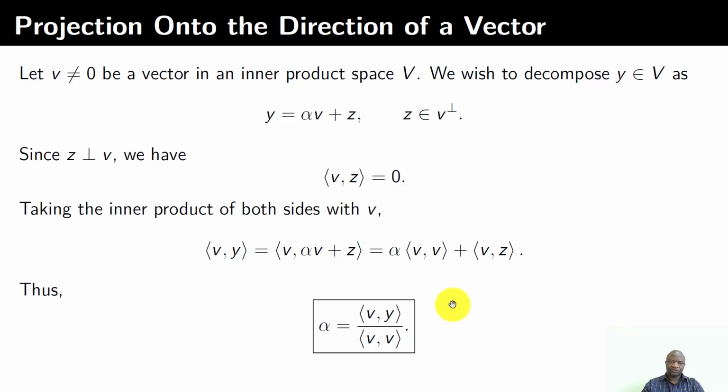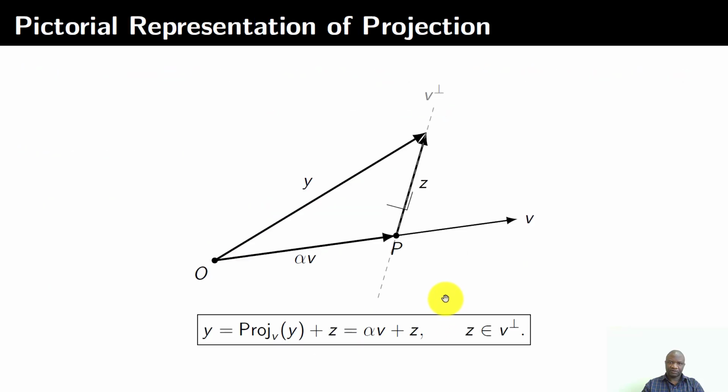Since alpha is known, pictorially you can present it like this. That is the projection of y onto v. This is the vector v, but a portion of this vector is, say, alpha v, this small vector here, the point P, because OV is parallel to OP. So it's logical to write OP is equal to alpha v.